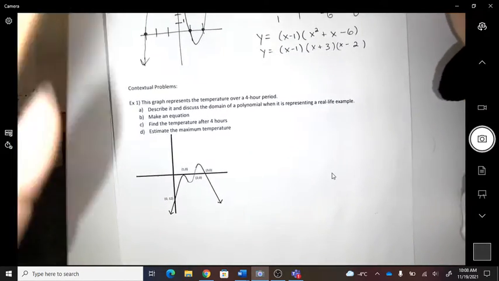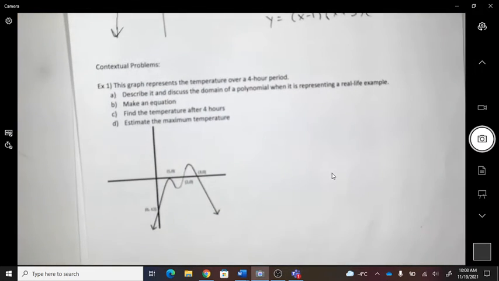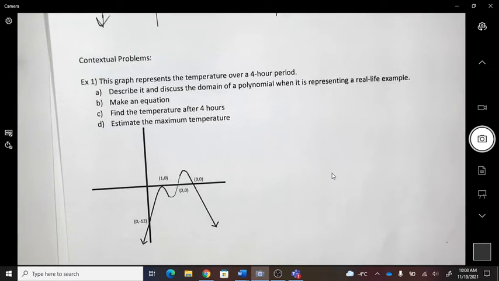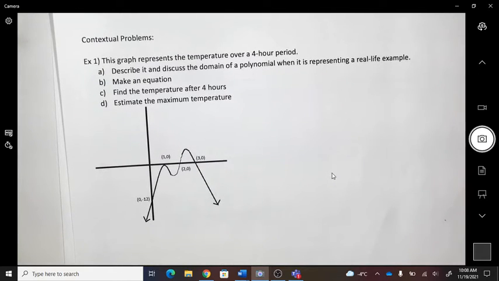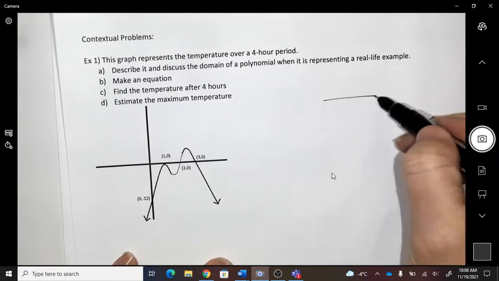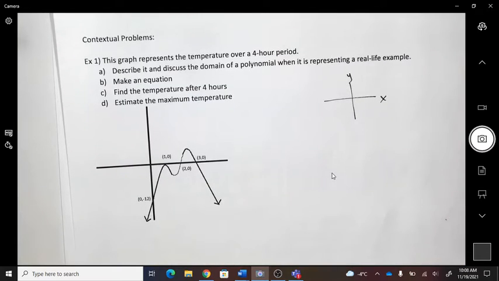First example, it's a graph representing the temperature over a 4-hour period. Okay, so first of all, if this is a graph representing temperature over a 4-hour period, what would we label our x and y axis as in this situation as it connects to the data?